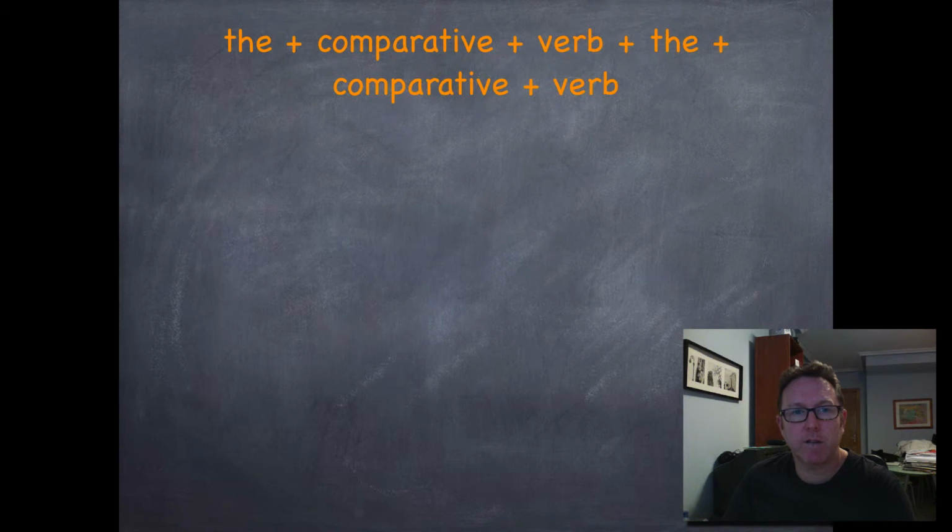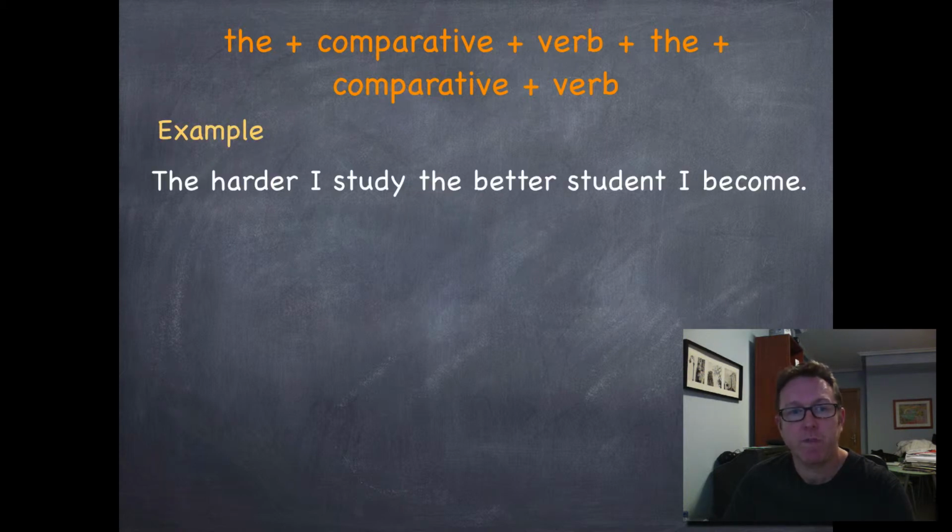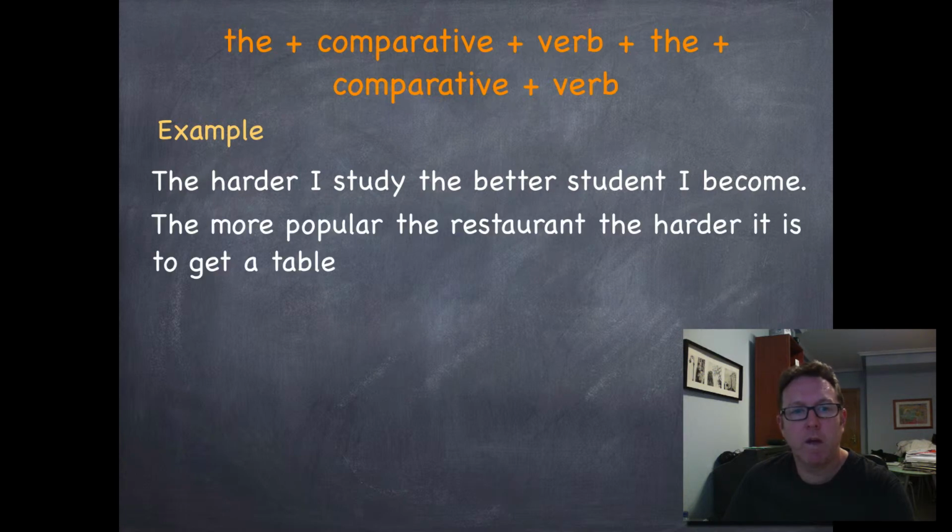Now the next structure is the plus comparative plus verb plus the plus comparative plus verb. Now it looks complicated, but it's not, and you'll see in the example: the harder I study, the better student I become. Or, the more popular the restaurant, the harder it is to get a table. The more popular the restaurant, the harder it is to get a table.